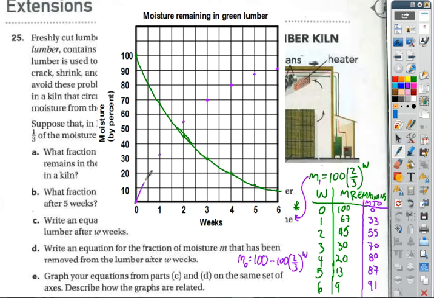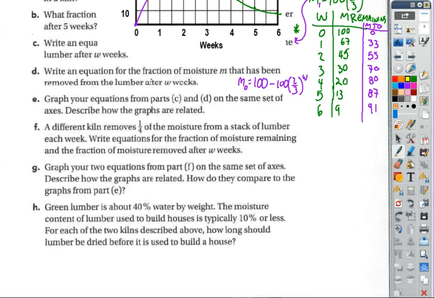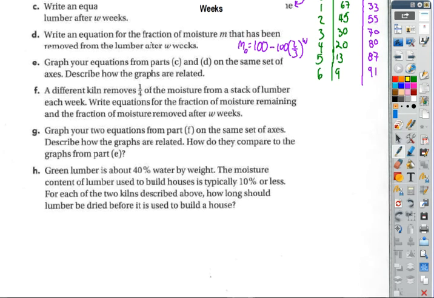All right. And now the interesting, kind of cool thing about this is it is symmetrical about that 50% line, isn't it? That's kind of neat. All right, so moving on.